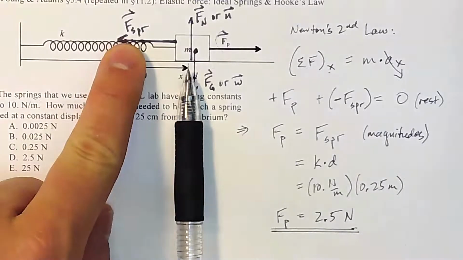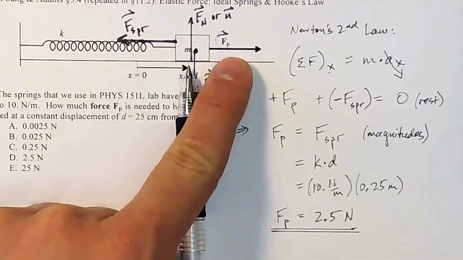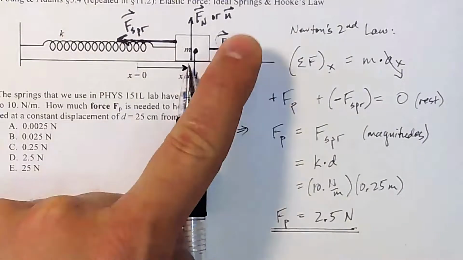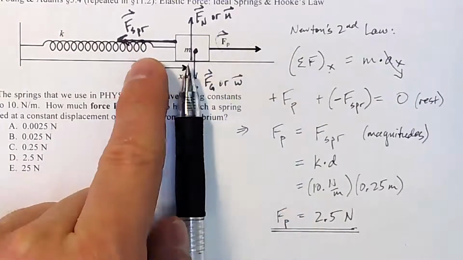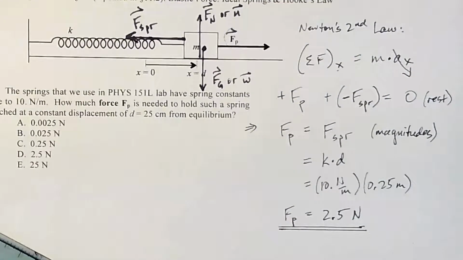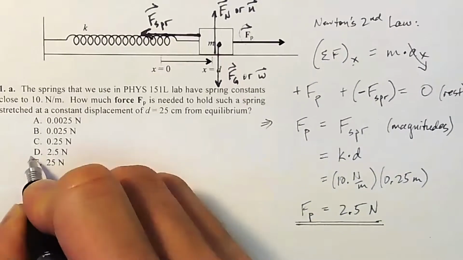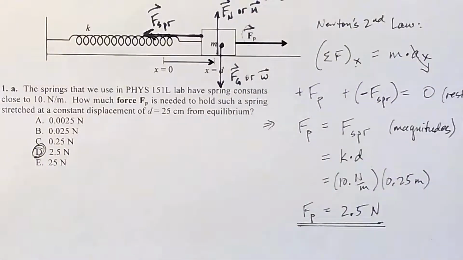So if I want to hold it at this position, displaced, then I need to exert an equal 2.5 newtons to the right. That way the two forces will sum to 0 in the horizontal direction, and the system will be in static equilibrium. So that's answer choice D.